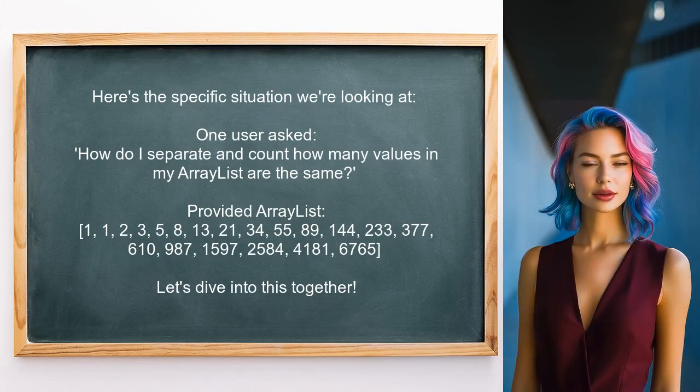Here's the specific situation we're looking at. One user asked, "How do I separate and count how many values in my array list are the same?" They provided an array list of digits and want to print the numbers based on their occurrences. Sound familiar? Let's dive into this together.